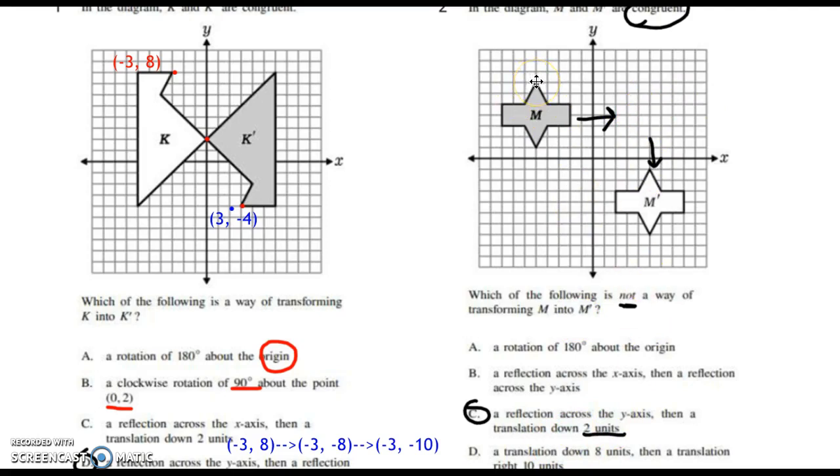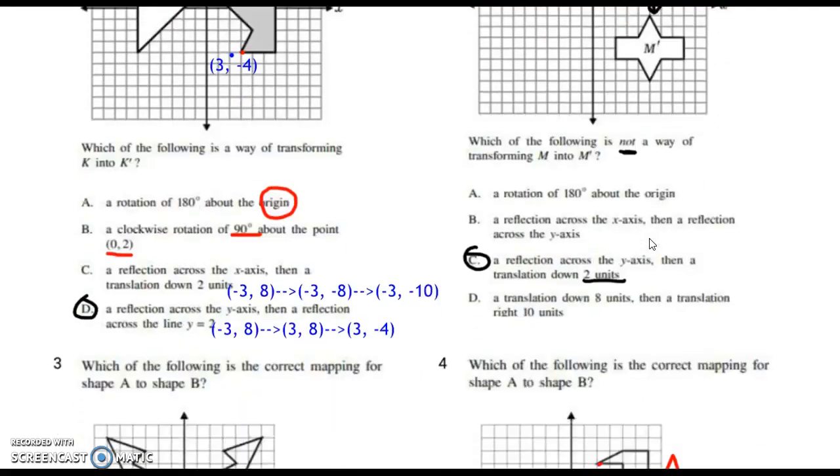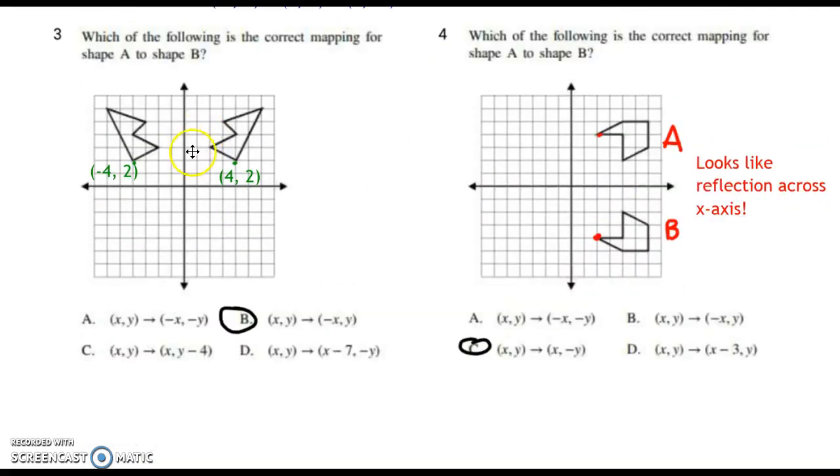I'm going from this point down 1, 2, 3, 4, 5, 6, 7, 8, going down 8, right? So down 8 units would be a correct translation. And then a translation right of 10, well, from here to here, it is 10 over in the x direction.